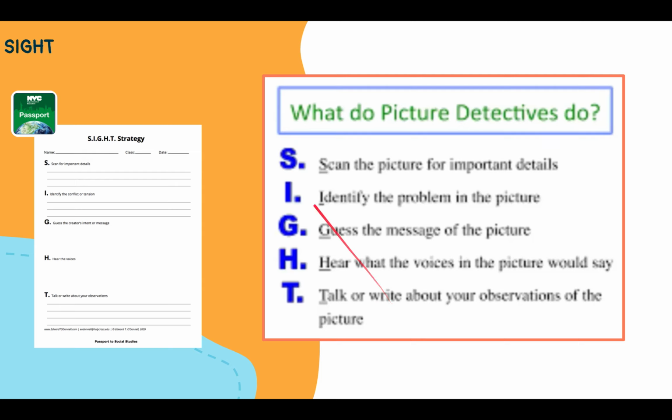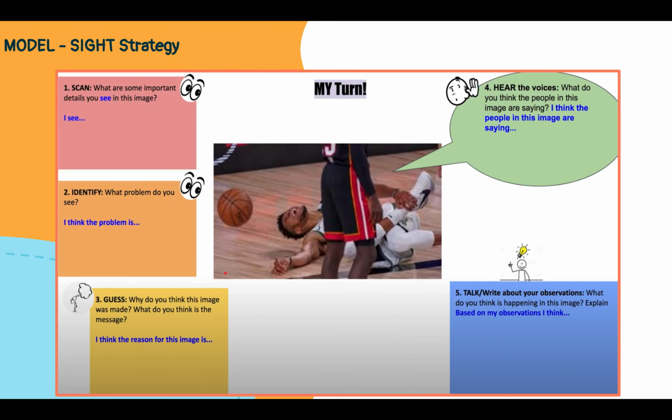Your teacher might give you a handout that looks like this. It's important to know that this is the same as any other strategy. The only thing that changes is the format. The SITE strategy is still the same exact process that you're going to use to observe an image. So let's test out this strategy together by looking at this image here in the middle.